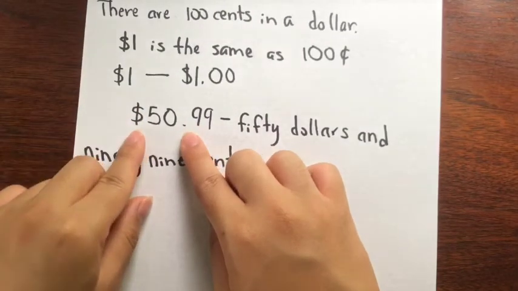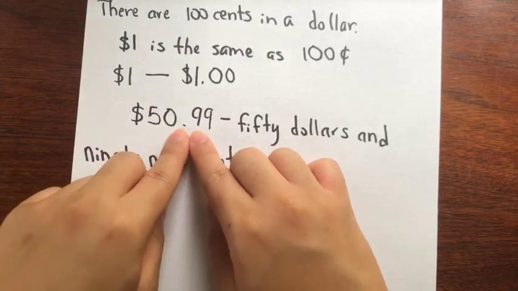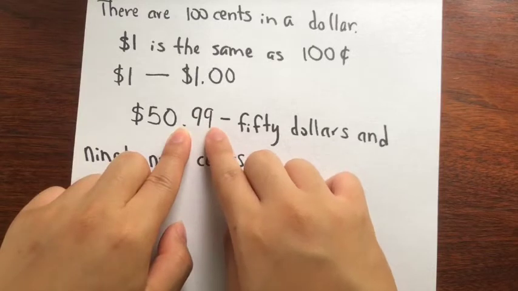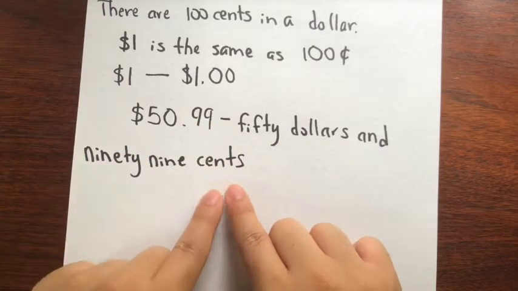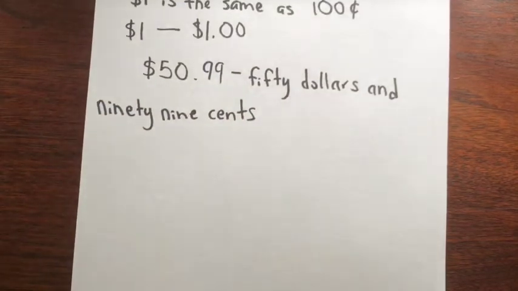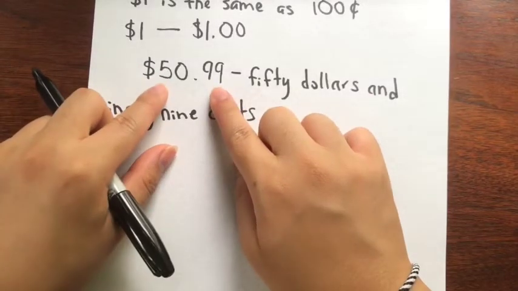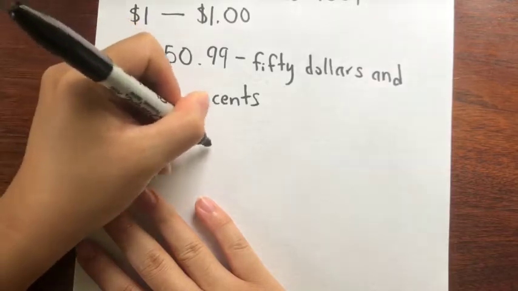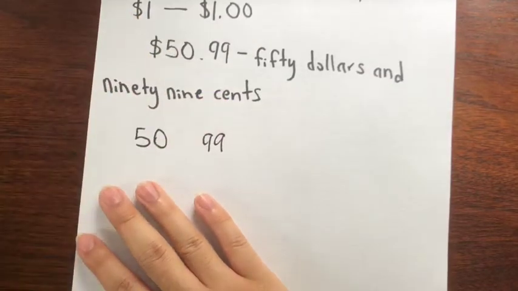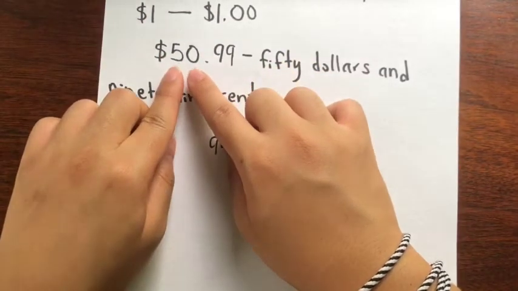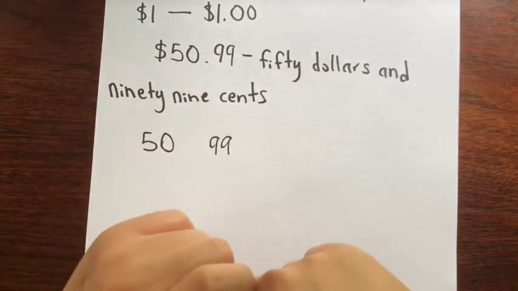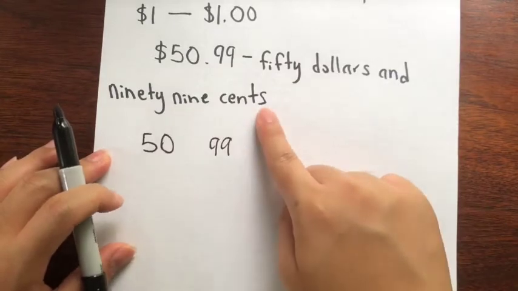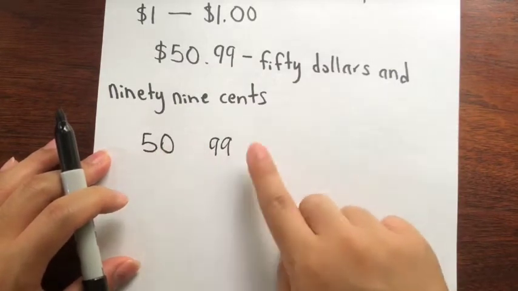When we talk about money and we write the period here, there's always 2 numbers after it. These 2 numbers are the cents. Another way we can say this is 50.99. We can say the amount is 50.99. We can say $50.99, or we can just say 50.99.